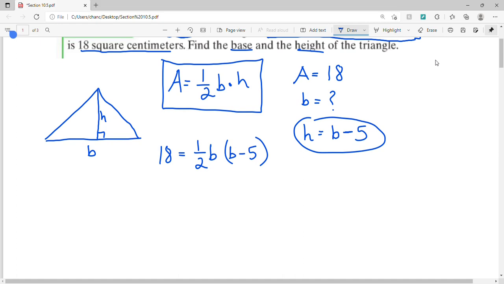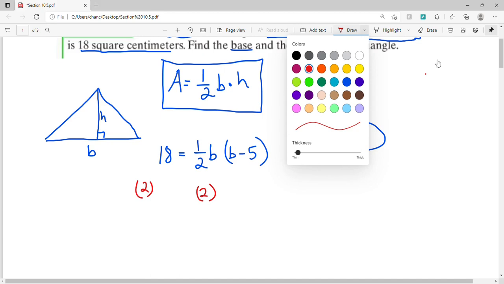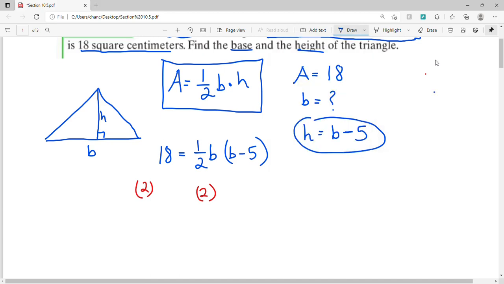Now I don't like that 1/2 in front of my fraction, so I could get rid of it. How do you get rid of that 1/2? I can multiply both sides by 2. So that's what I'm going to do here. We're going to multiply both sides by 2 just to get rid of those fractions. So this gives me 2 times 18 is equal to 2 times 1/2 b times the quantity b minus 5.